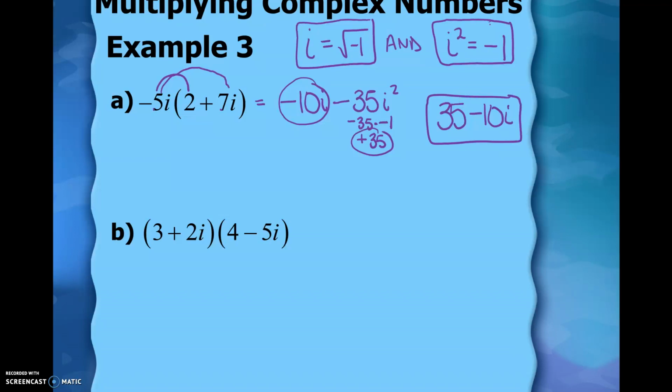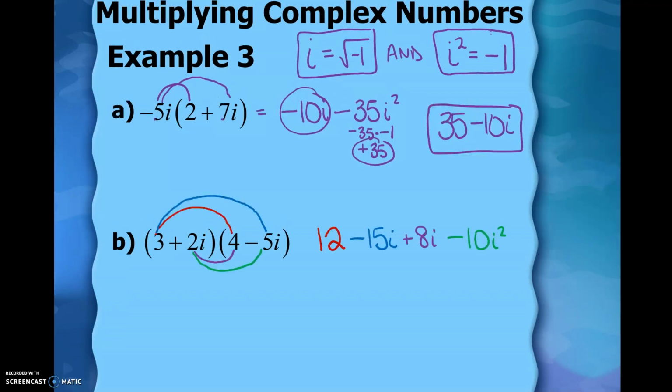On B, I want you to double distribute. So distribute the 3 and then distribute the 2i. You're going to end up with 4 terms, and then we'll talk about combining like terms. Pause the video if you're watching, try example B, and then play the video and we'll talk through it. Okay, when you double distribute, you should get these 4 terms. If you didn't, look back at my color coding to see what was multiplied times what and what you should have gotten. These are the correct 4 terms.